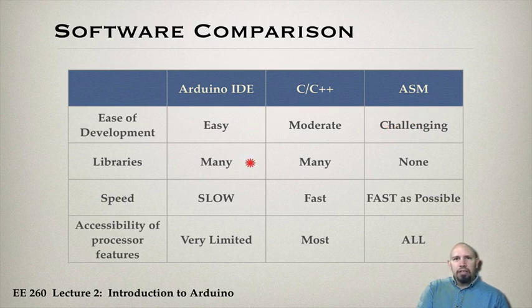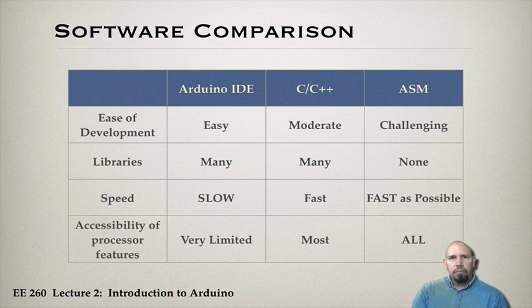In terms of libraries, there are many libraries available for the Arduino IDE, and many of those are written in C and C++. So what is a library? A library is a collection of functions and tools, software functions that can be used to perform something.